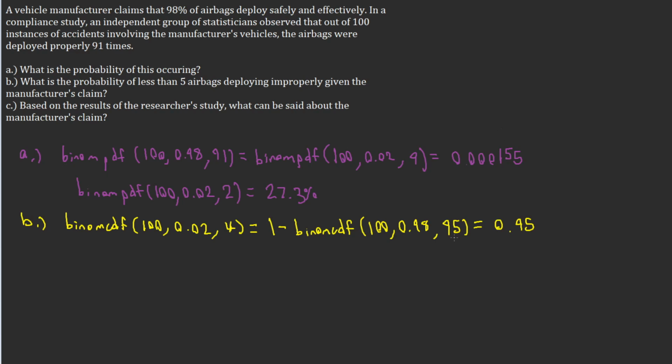So the last part of this question here is asking us, based on the results of the researcher's study, what can be said about the manufacturer's claim? Well, the manufacturer's claim that 98% of their airbags are deploying effectively and safely would lead us to the conclusion that 95% of the time, less than 5 airbags should deploy improperly. And in the study conducted by these statisticians, we had 9 airbags deploying improperly, which is almost double what you could say would happen 95% of the time.